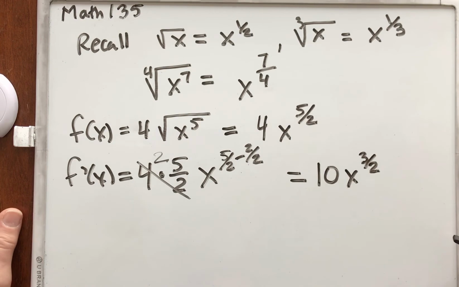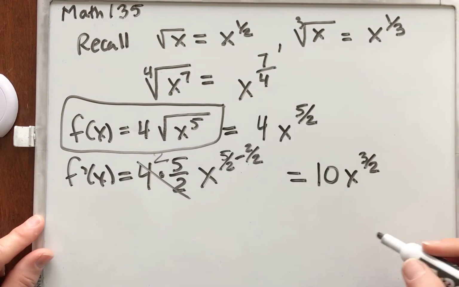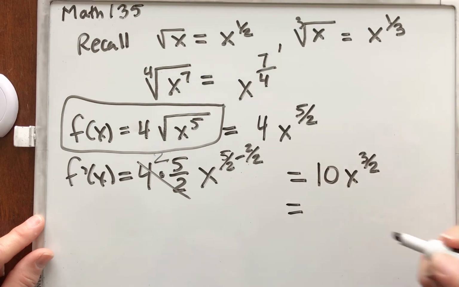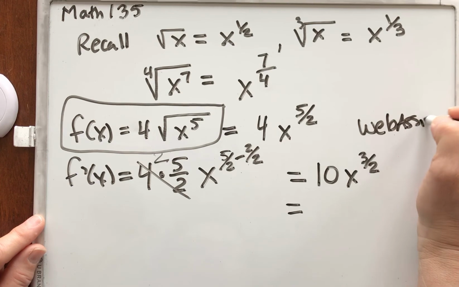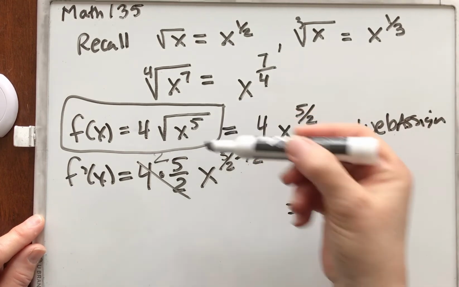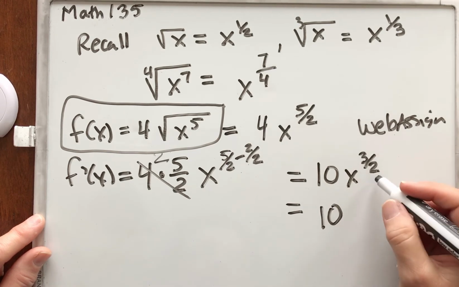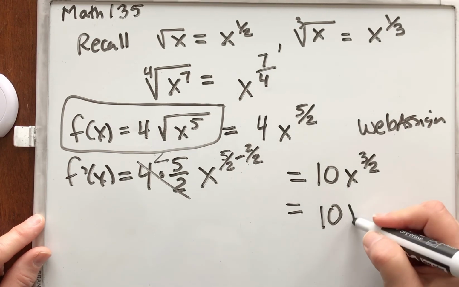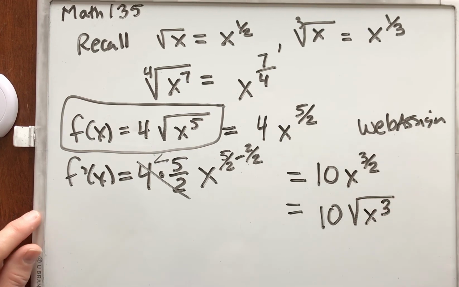Now something about WebAssign, if you start where you have a root, they want you to finish where you have a root. So if you start with a root, they want you to end with a root. So we're going to go back now and change this to root form. This is a 2 on the bottom, so it's a square root, and we leave the 3 on the inside. And there's our answer. Okay, so let's do a couple for you to do now.